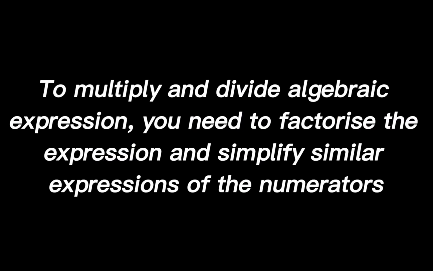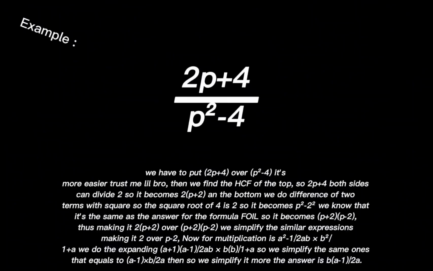Multiplication and division of algebraic expressions. To multiply and divide algebraic expressions, you need to factorize the expressions and simplify similar expressions in the numerators. Example: 2p plus 4 divided by p squared minus 4. To do this we have to put 2p plus 4 over p squared minus 4. It's easier, trust me little bro.